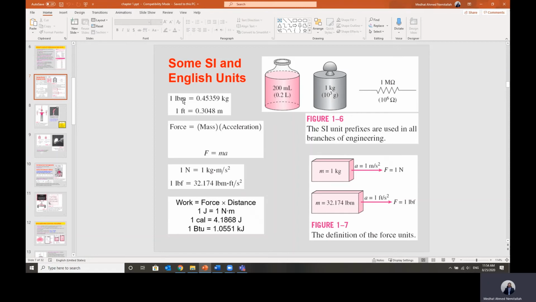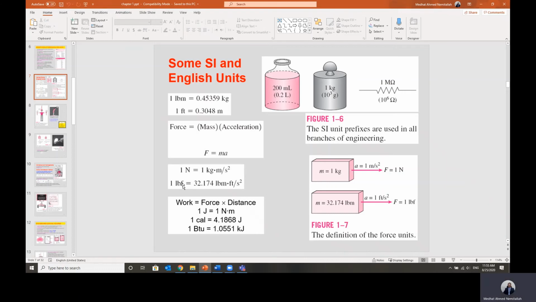So the mass in the English system of units is calculated in pound mass, which is equal to 0.45 kilogram, about half a kilogram. But in your exam, you don't have to write this down, and if it comes to your exam, we will give you this conversion factor. You don't need to remember those numbers. 1 foot is equal to about 0.3 meter, and force is mass times acceleration.